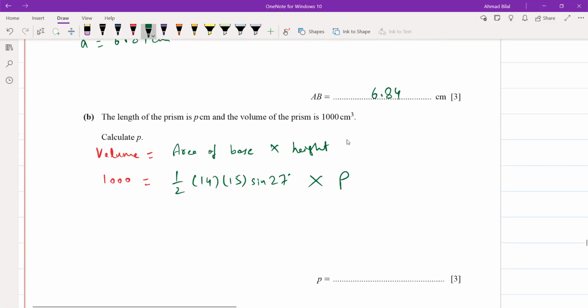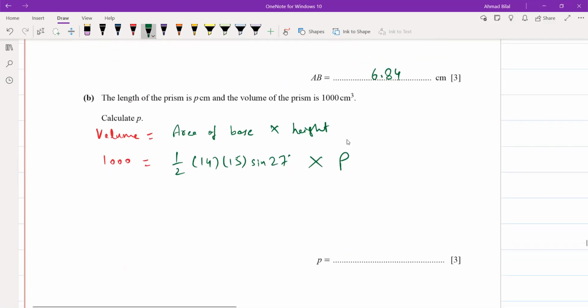यहाँ से हमारे पास P की वैल्यू आ जाएगी. ठीक है, P आप देख लें आपके पास क्या आता है. यहाँ पे कैंसिलेशन होगी, it's only 7. So P is going to be equal to 1000 divided by 7, 15 and sine of 27. ये आपके पास P की वैल्यू यहाँ से आ जाएगी. So 1000 divided by 7 divided by 15 divided by sine 27, that is 20.98. 20.98 centimeters.